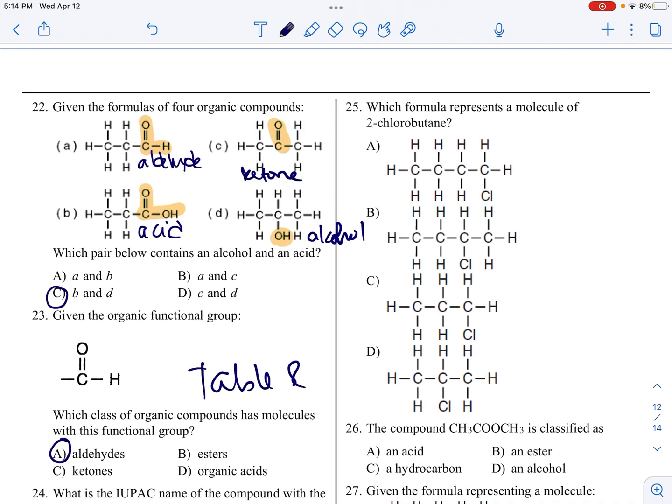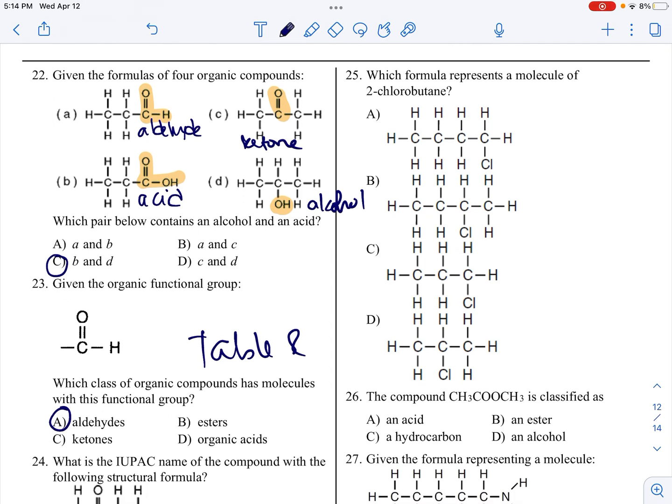which is 2-chlorobutane. So meth, eth, prop, bute means 4 carbons, so you can't use those. And then that means that off the second carbon is a chlorine. So, and these are so close together, I apologize. In part A, the chlorine is off of the first carbon, so it can't be A. It's off the second carbon here on B.